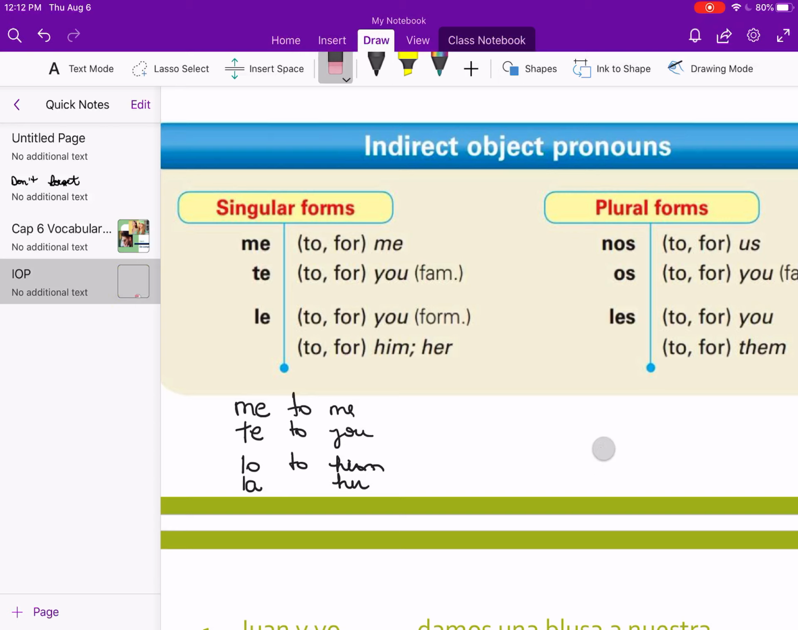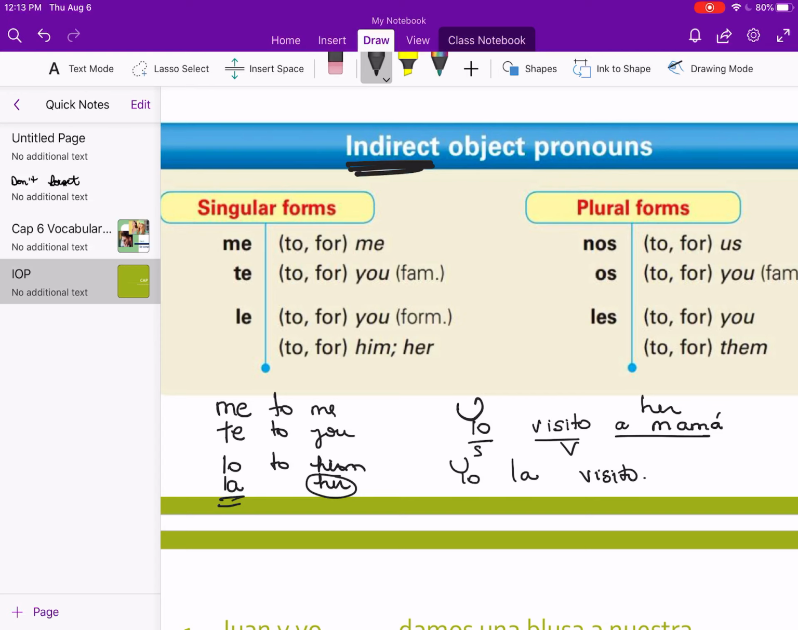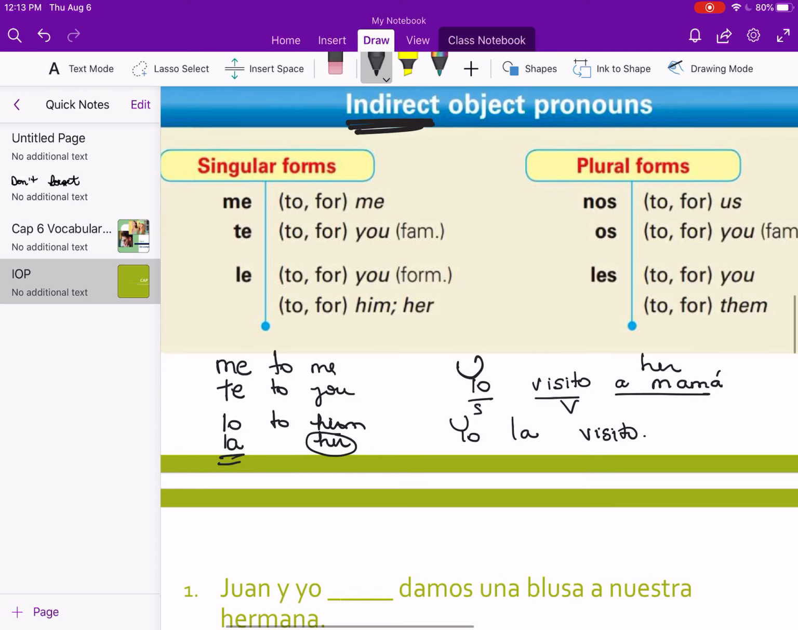And it was stuff like a sentence like this. Let me erase this. Yo visito a mamá. ¿No? Yo visito a mamá. Okay. Yo es el sujeto, visito es el verbo, a mamá es the objeto. So if I want to say I visit her, we knew that was la, right? Yo la visito.